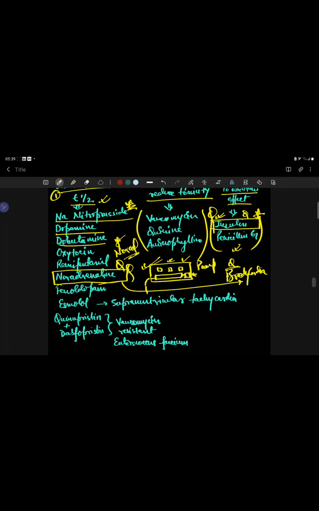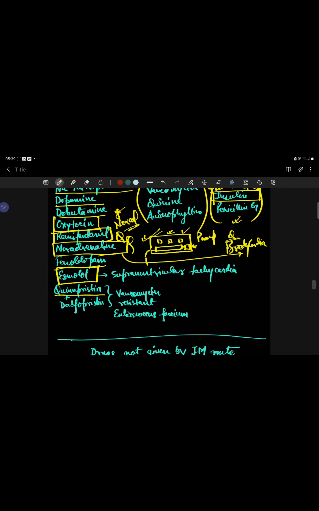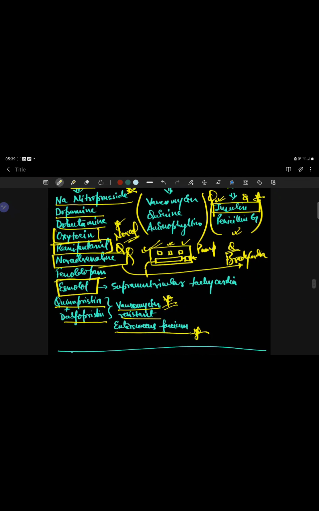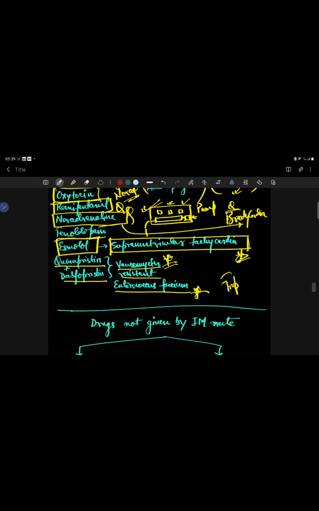Now there are other drugs like fenoldopam, esmolol, oxytocin, remifentanil, right? You can see these drugs also. Now important are quinupristin and dalfopristin. Quinupristin and dalfopristin have been approved for vancomycin-resistant Enterococcus faecium. So this is important. And esmolol as an infusion is used in supraventricular tachycardia. So these are very important.